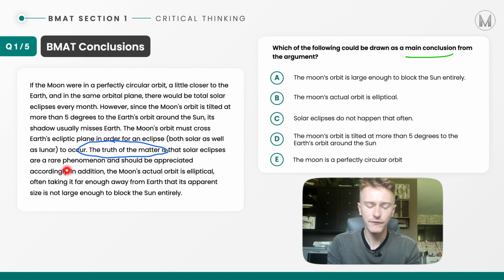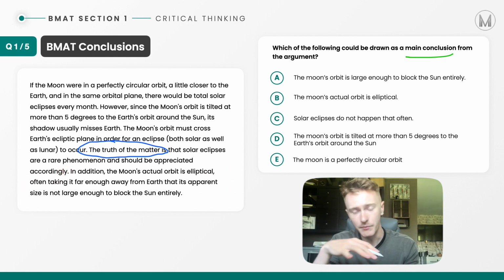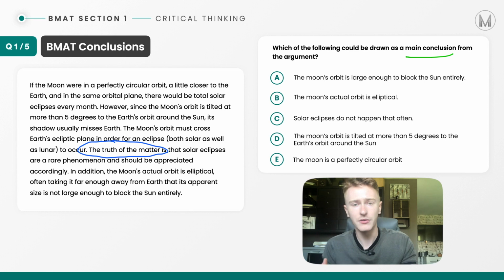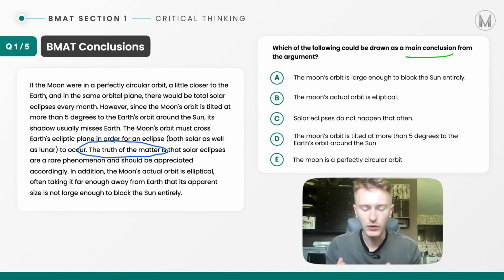He then gives a final little piece of evidence about the Moon's orbit being elliptical, and that means that actually this is also a rare event. So this is also a second premise, which this time is located after the conclusion. So all in all, that linking word there, which we've highlighted, the truth of the matter is, hopefully that allows you to spot the conclusion, and the conclusion of this paragraph is that solar eclipses are rare, and they should be appreciated as much. So let's go on to the answer options.